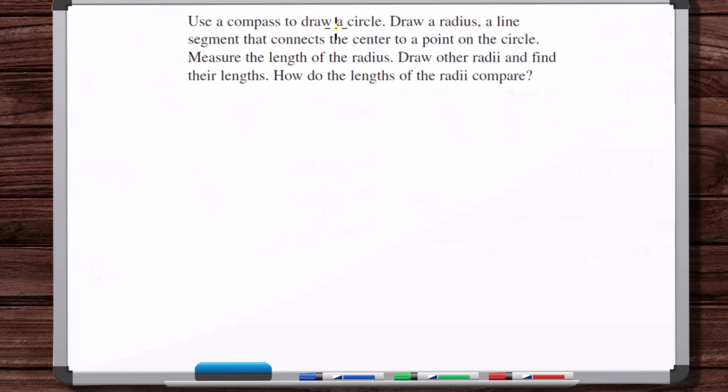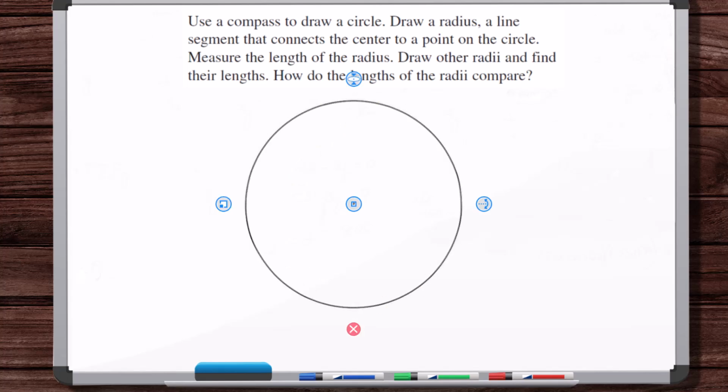Okay, use a compass to draw a circle. All right, so we'll use our computer compass here. So there we go. Well, let me actually mark off the center. So there's the center. All right. Now draw a radius, which, we know a radius is a line segment that connects the center of the circle to a point on the circle. The center is not a point on the circle. This is just a special point in space that's intimately related to the circle, but this is not a point on the circle.